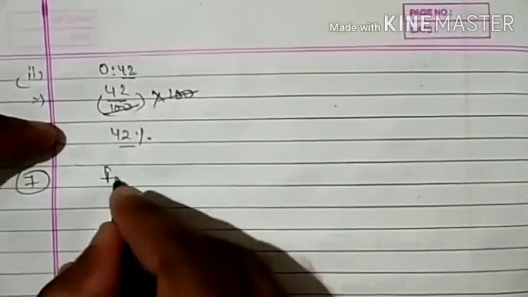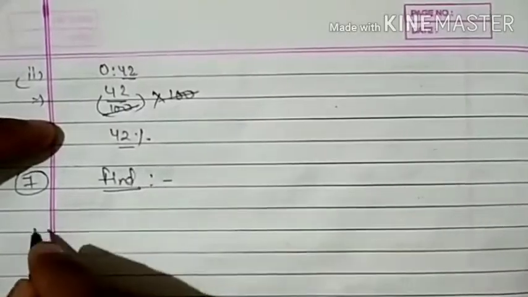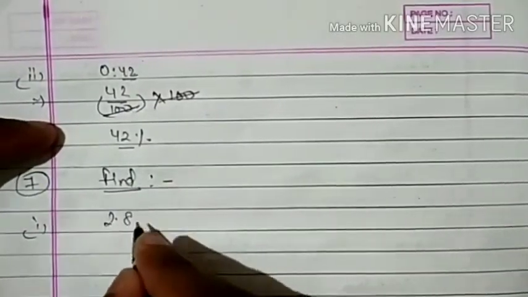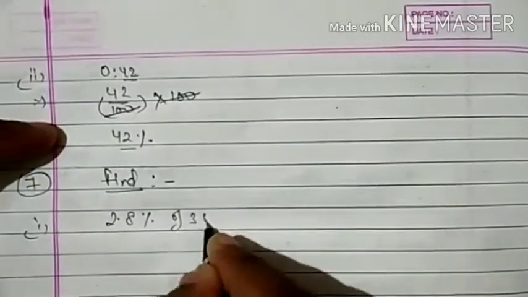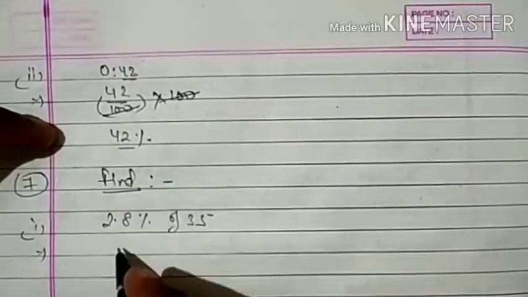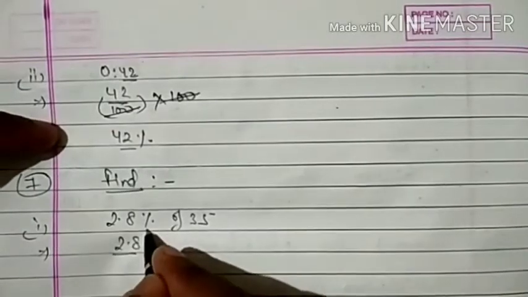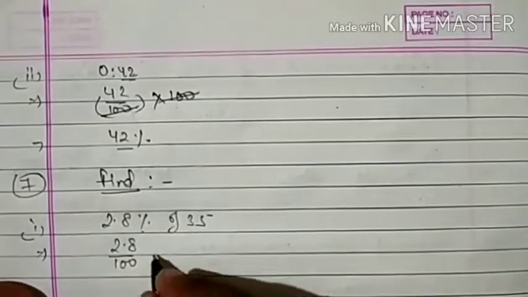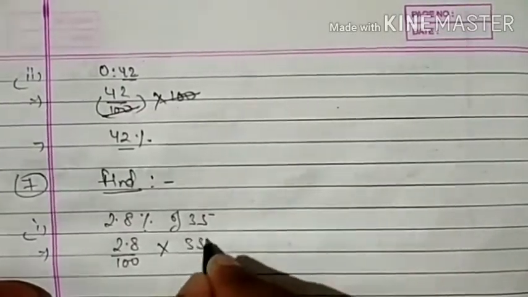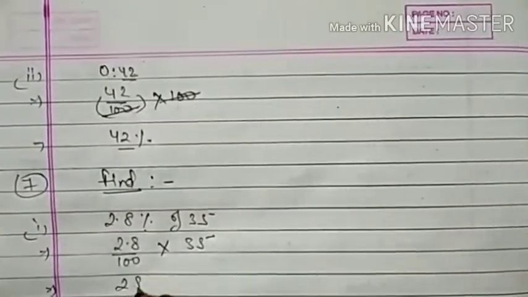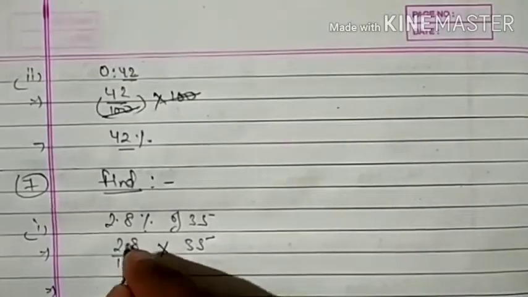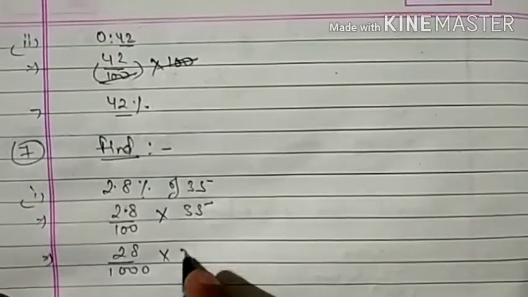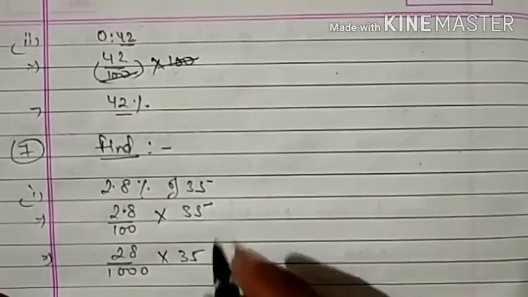That is, we have to find. The first question is 2.8% of 35. So what do we do? We write 2.8 by, when we remove the percentage, 100. Of means multiply by 35. Again we can write 28 by 100. This was a point, and when we remove the decimal, we get one more 0 over here. Into 35. Now we can divide it.